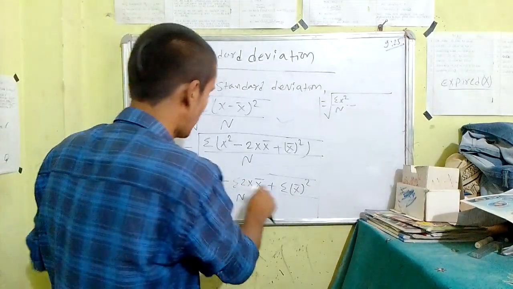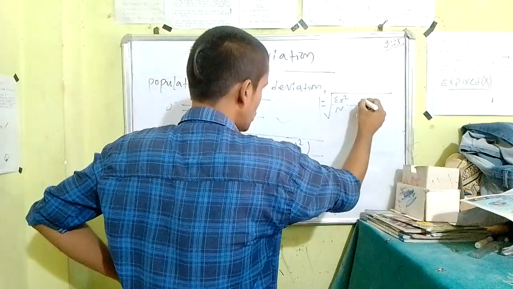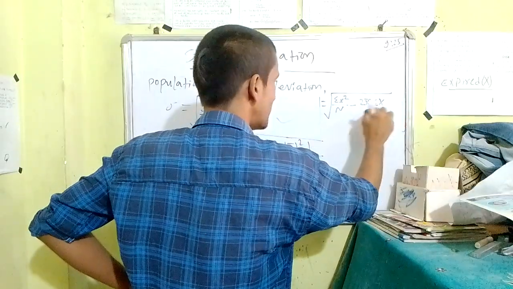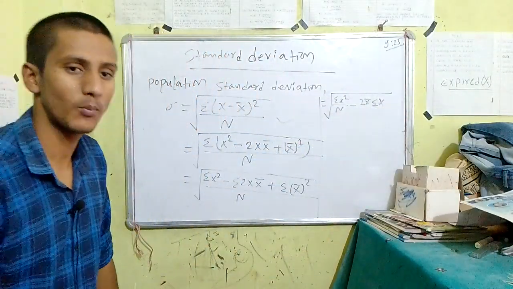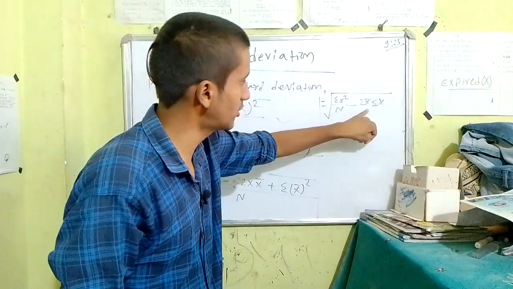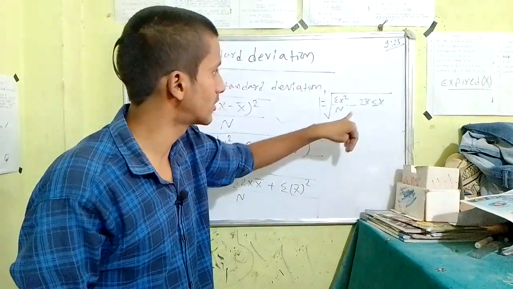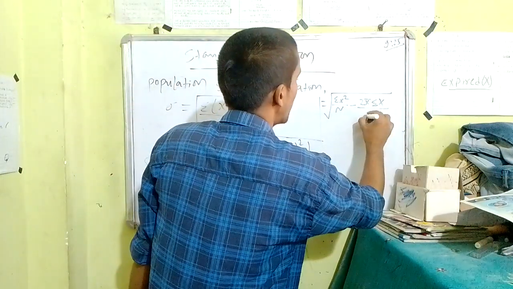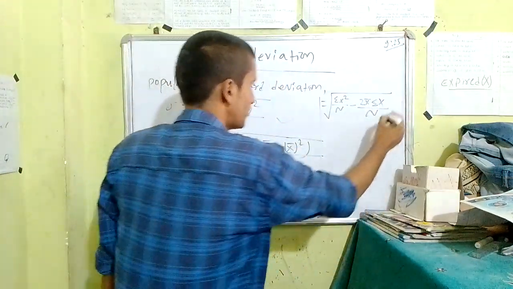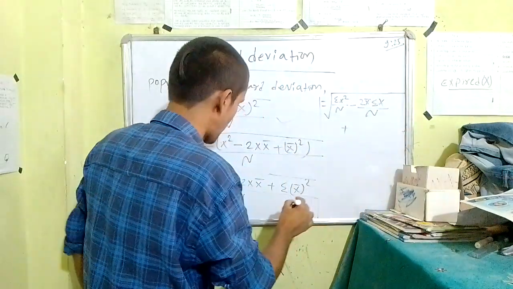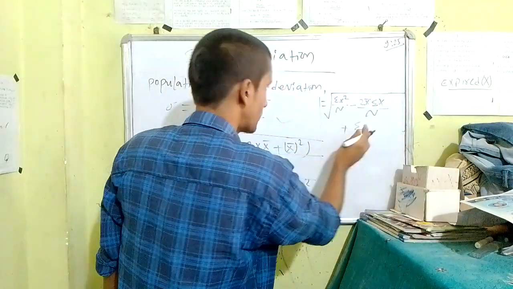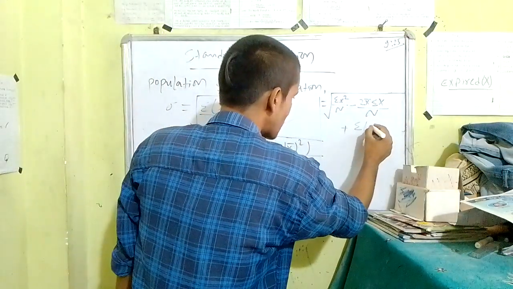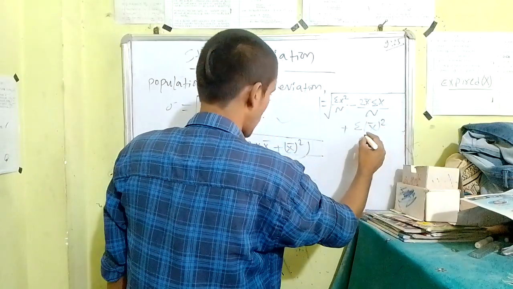It means this can be further written as 2x bar then sigma x, because this can be taken as common. It is there for all the observations, and divided by n, okay? And then plus, I'm going to write here because I have run out of space, summation x bar squared over n.